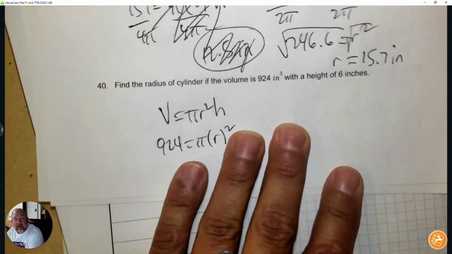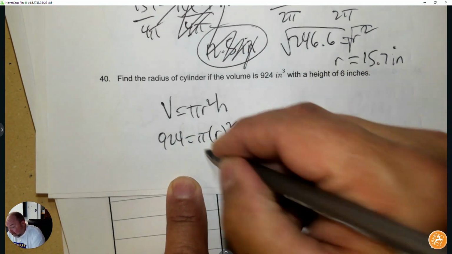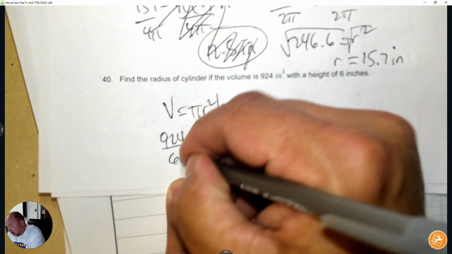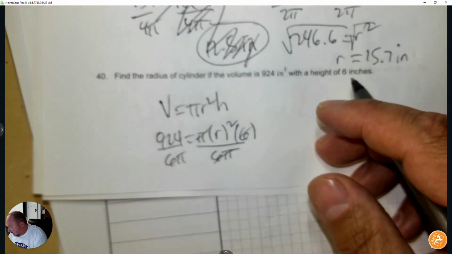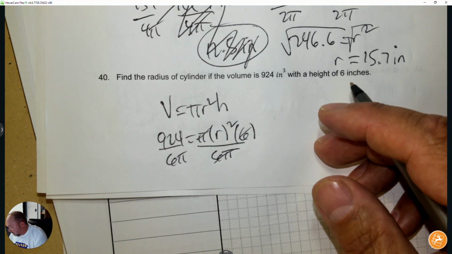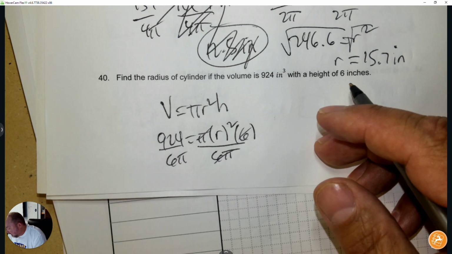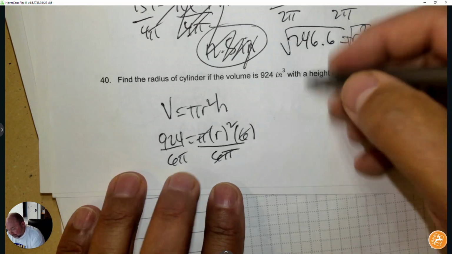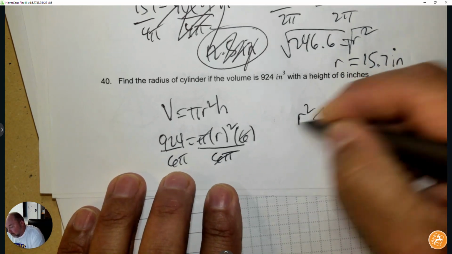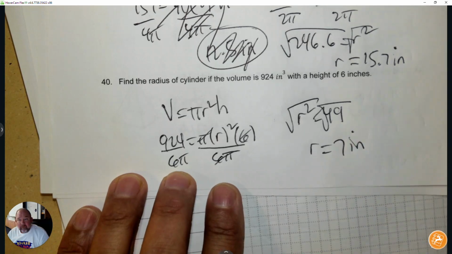That's better. I'm going to try it right here. So I need to find the radius. The height is 6. So divide by 6 pi to begin with. That crosses those out. 924 divided by 6 pi. Oops, try it again. 924 divided by 6 pi. I get 49. And then the square root of 49 is 7. So the answer is the radius is 7 inches.